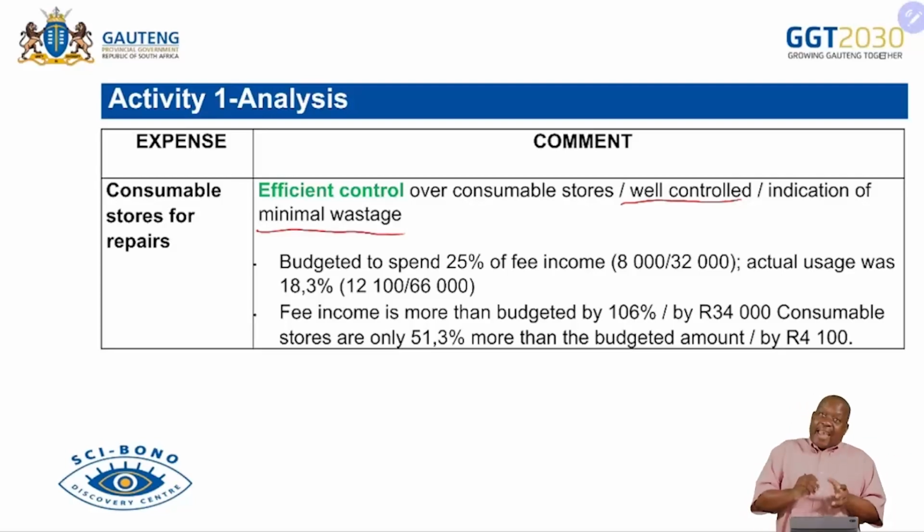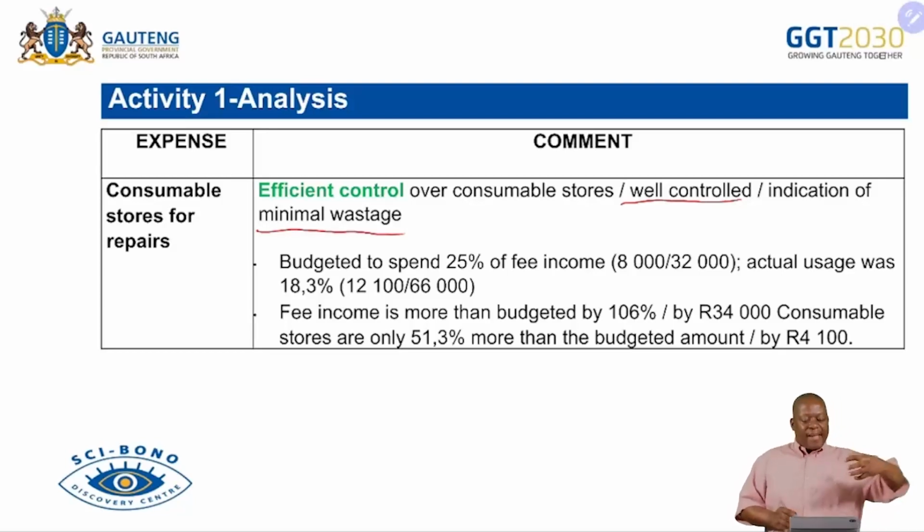Because if we say 8 over 32,000, that is the budgeted. That's about 25%. But when it comes to actual, we are spending 18.3%, which is less. Oh, guys, we are not wasting anything. We are achieving. We are the best.